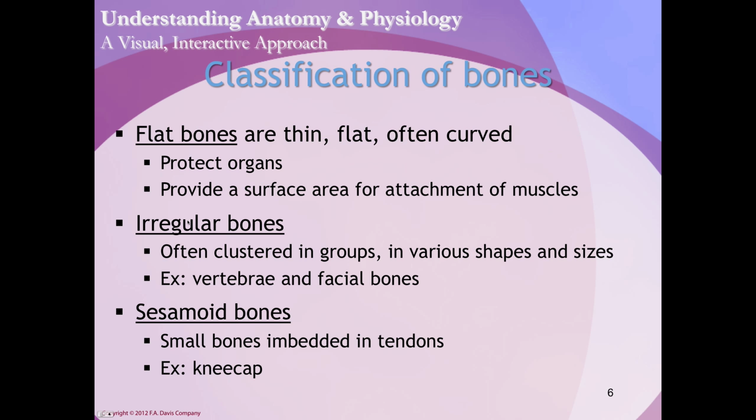These are irregular bones. Sesamoid bones are bones that are actually entrapped within muscle or tendon. A small bone embedded in a tendon would be your kneecap.